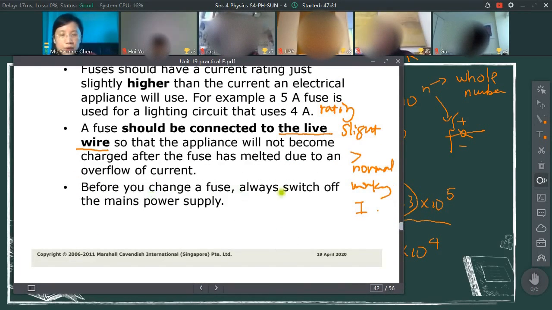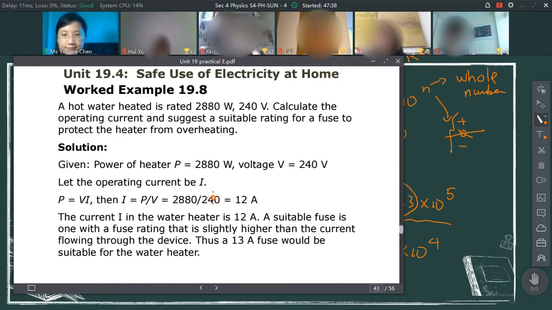Okay, so when you want to change the fuse, we have to switch off the main power supply. Main power supply. Okay, so we look at this example. For example, there's a fuse to protect the heater from overheating. We can find the normal working current, which is 12 amperes. The current is 12 amperes in normal working condition. So the suitable fuse is the one with a fuse rating slightly higher than the current. So a 13 ampere fuse would be suitable. This is how you answer the question. You need to find the normal working current, and a suitable fuse should be slightly bigger than this rating.